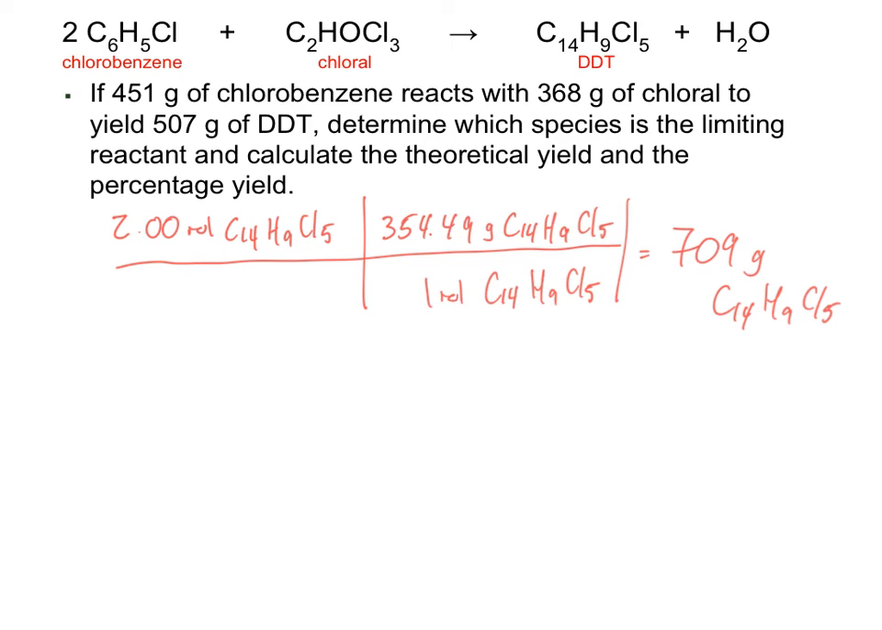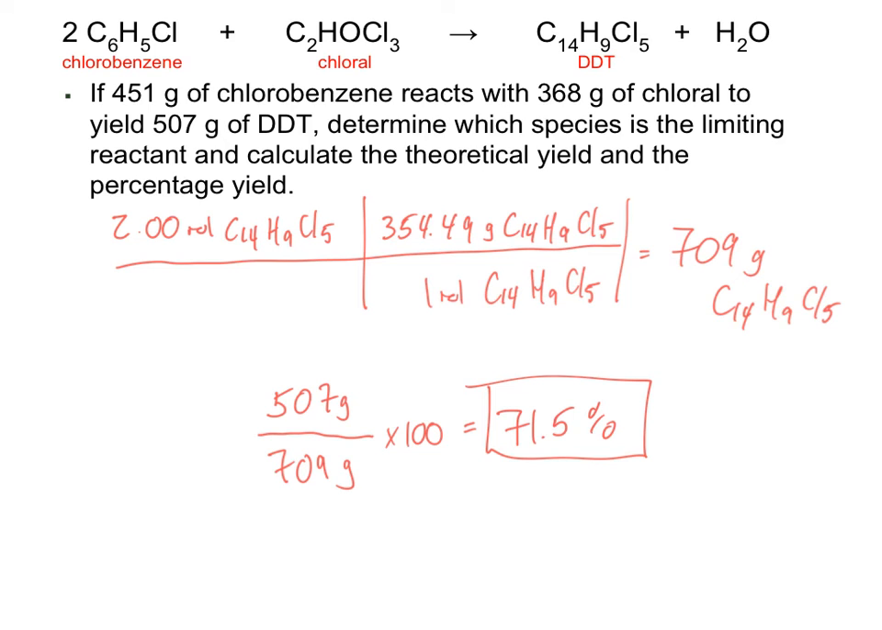The last thing we want is to calculate our percent yield. Theoretically, we calculated that we can make 709 grams of DDT. However, this particular reaction only yielded 507 grams. And so in order to calculate our percent yield, we're going to take our actual amount of the 507 grams, divide that by our theoretical yield of 709 grams, multiply by 100, for a percent yield of 71.5%.